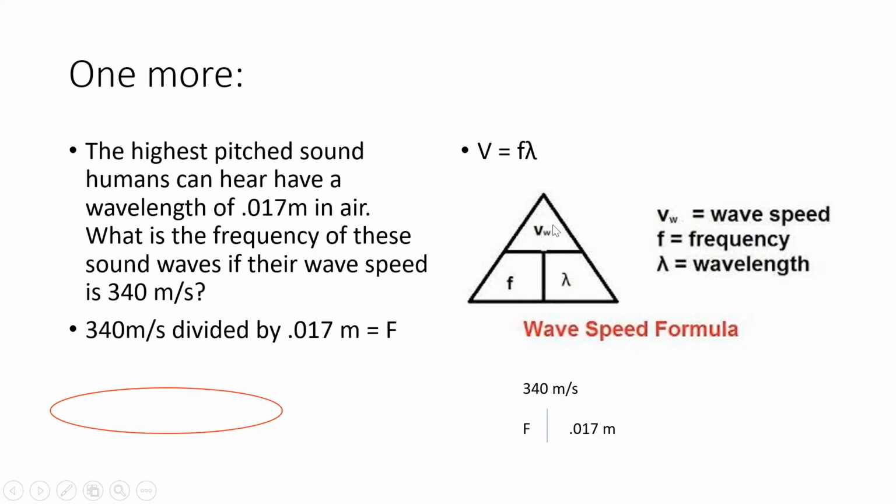So if I fill in my triangle tool, I have the speed and the wavelength, and I'm looking for frequency. So I will take 340, divide that by 0.017 to get the frequency is 20,000 hertz.